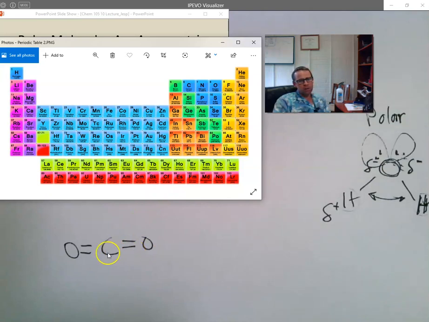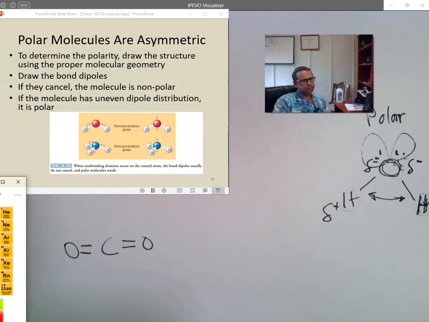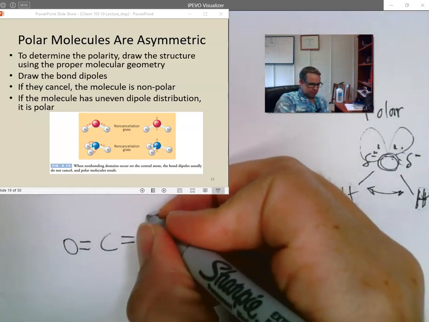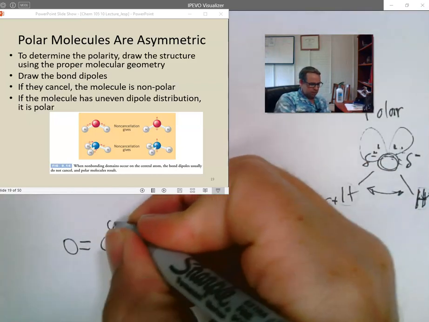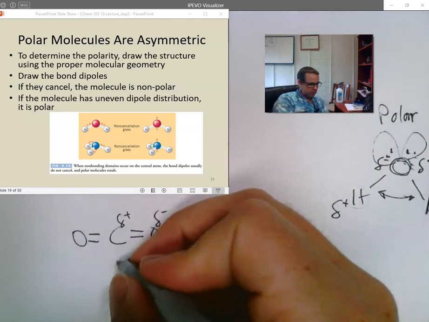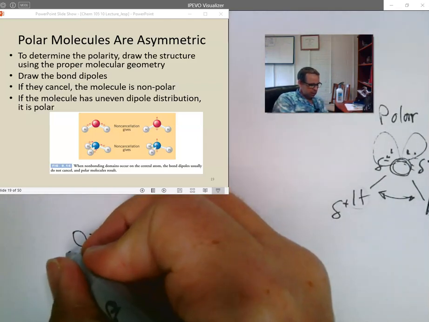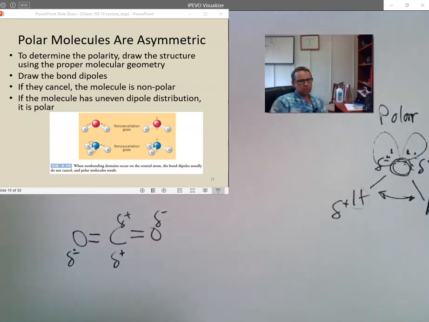What do you think, Alyssa? Where's the electron density going to be leaning in that carbon-oxygen bond? It should be leaning towards the oxygen since it's more electronegative, right? That's right. And so we have a slight difference in electron density on this compound.